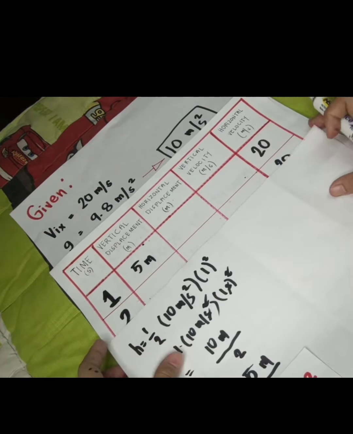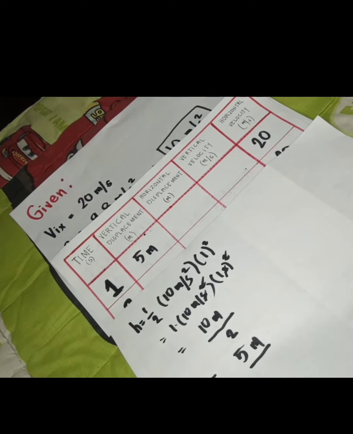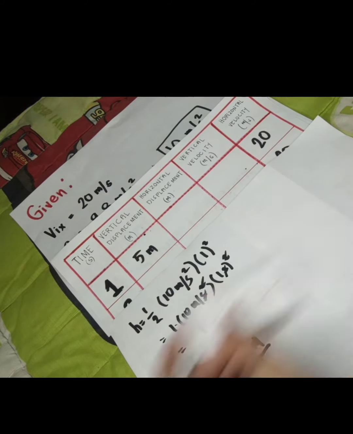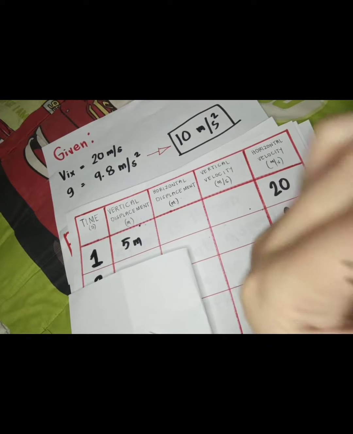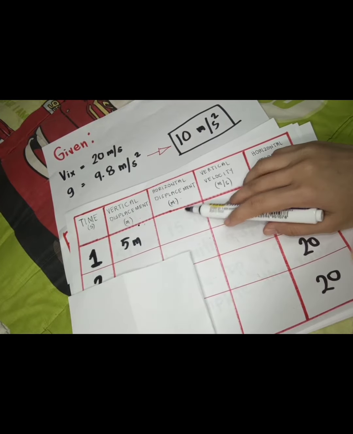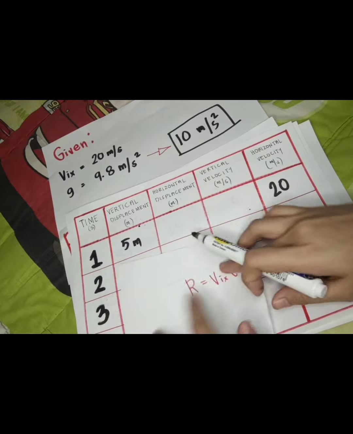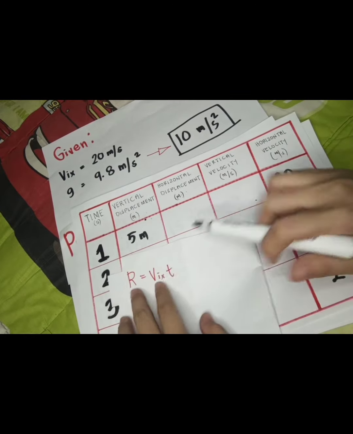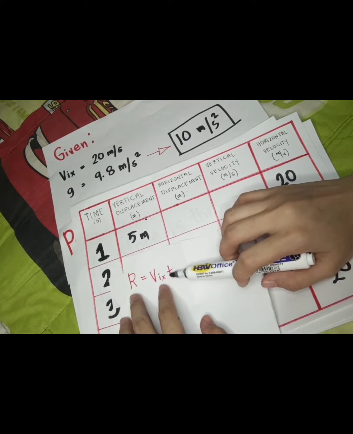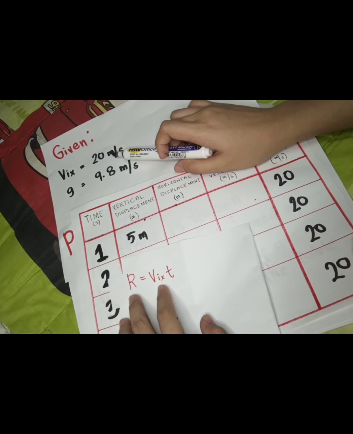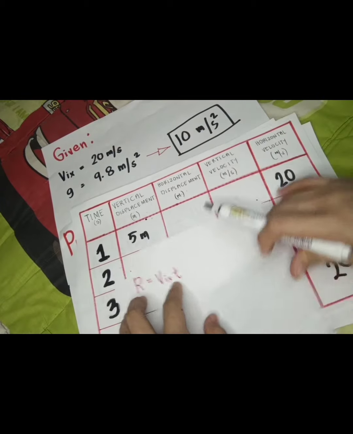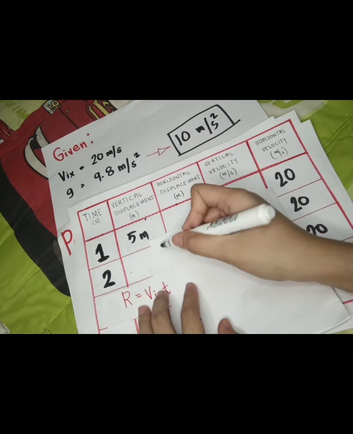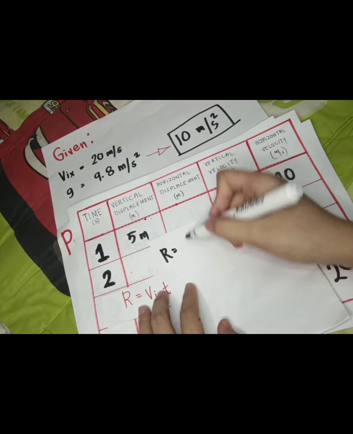Okay. Now, for the horizontal displacement naman, ang gagamitin nating formula is this one. Kasi range yung ating hinahanap. Sige, calculate natin siya. Now, calculate naman natin yung horizontal displacement or yung range. So, ito yung ating formula na gagamitin for us to find the range. So, we have R is equals to V sub Ix, which is itong ating initial horizontal velocity, times yung ating time na 1 second. So, substitute lang natin yung ating formula.